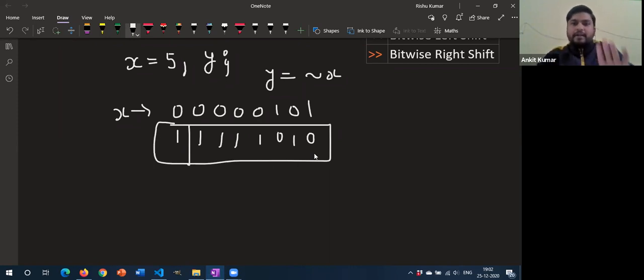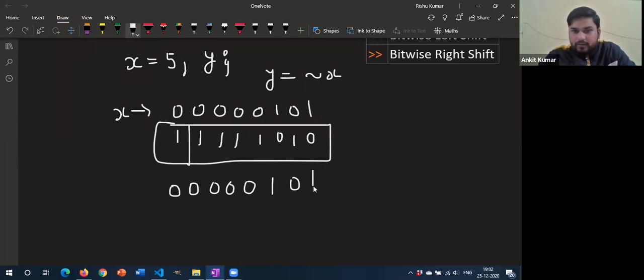So this step will tell you only the sign of the answer. So your answer will be negative. Now what is that answer? So take this number's complement. Its complement will be the positive number, which is the original number only. So complement is convert 0 to 1 and 1 to 0. So what will you get? 0, 0, 0, 0, 0, 1, 0, 1.